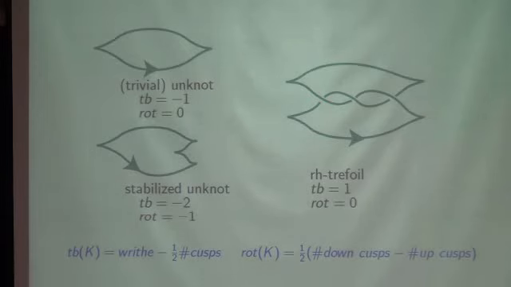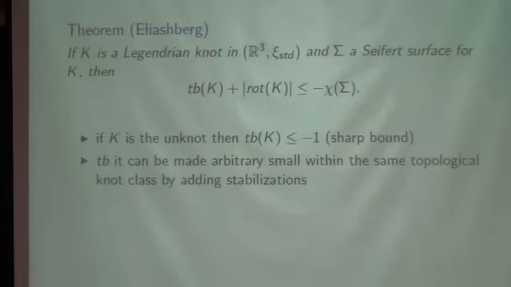Yes, there are examples of things where you don't have this. This is not sharp, and you have examples where this is strictly less than the negative Euler characteristic. My question is, if you have a different Legendrian knot type of the same knot K, the left-hand side changes? Yes, it can change, yes.